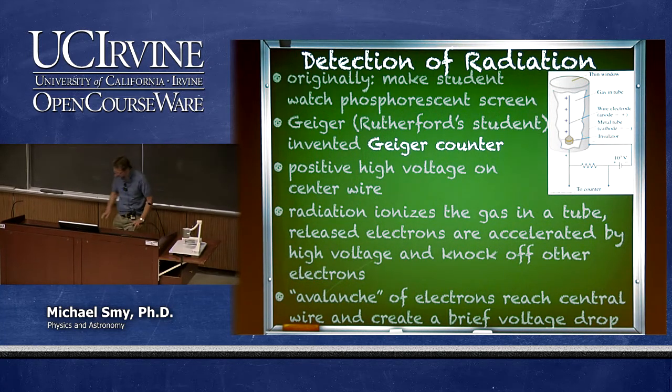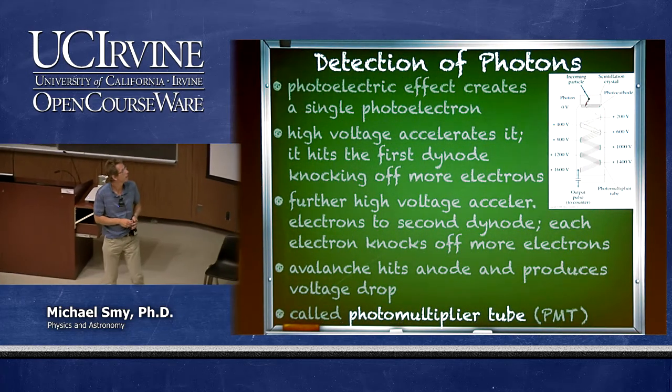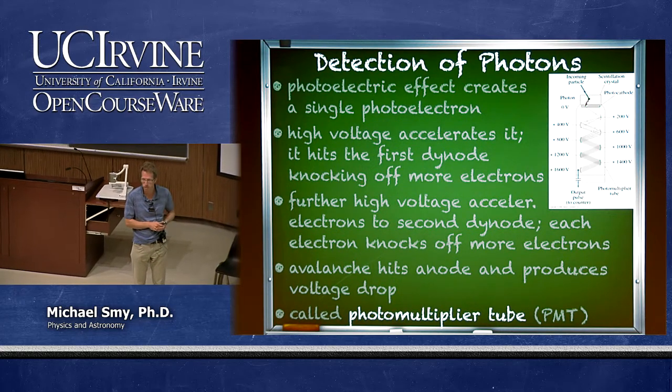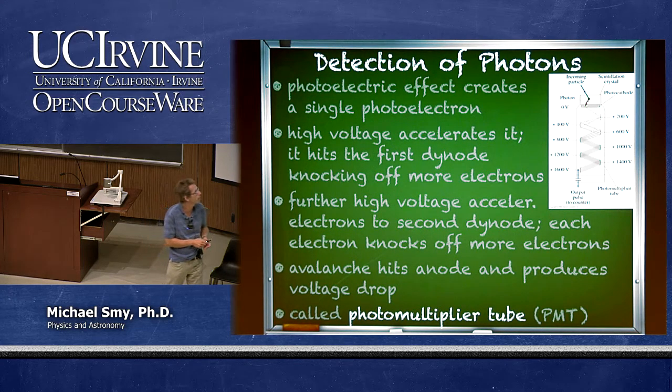One can then electronically watch for such a voltage drop and record that as one count, or one particle passing through. Alternatively, if one wants to detect photons, there's a similar device where we have a photocathode, so we use the photoelectric effect. If you have an incoming photon, in the photocathode, it releases a photoelectron. And then we have these successive dynodes, as they are called. Those are metal plates which are successively higher in voltage. And so the photoelectron drifts to the first dynode. And when it reaches it, it has acquired enough energy to knock out more electrons out of that metal plate.